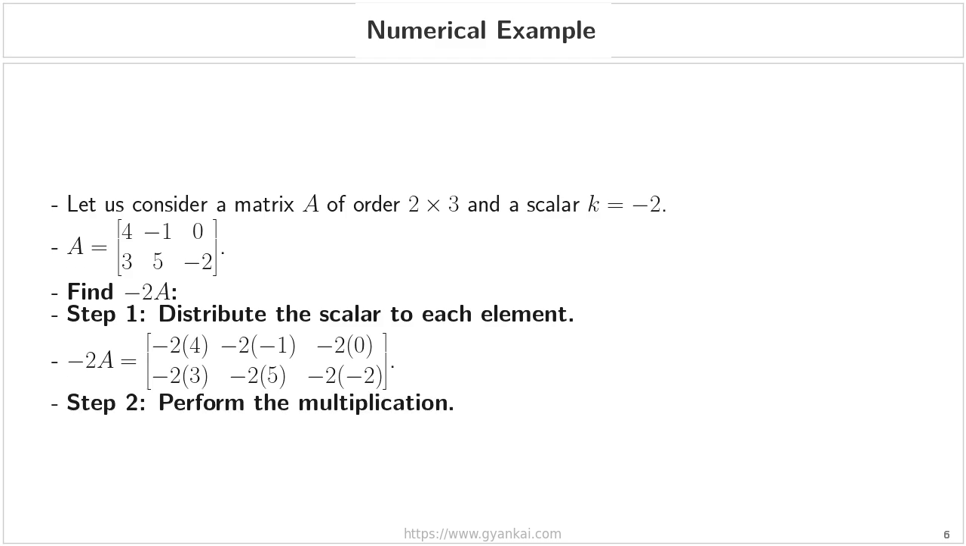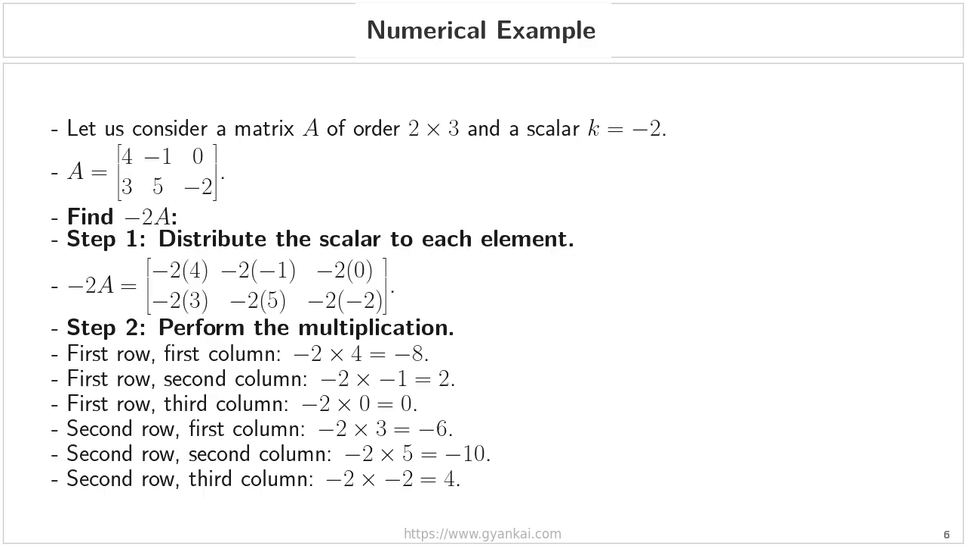Now, let us move to the second step and perform the actual multiplication for each position. Starting with the first row, the first column is -2 times 4, which equals -8. The second column is -2 times -1, which gives us +2. The third column is -2 times 0, which is simply 0. Moving to the second row, the first column is -2 times 3, resulting in -6. The second column is -2 times 5, which equals -10. And the third column is -2 times -2, which gives us +4.